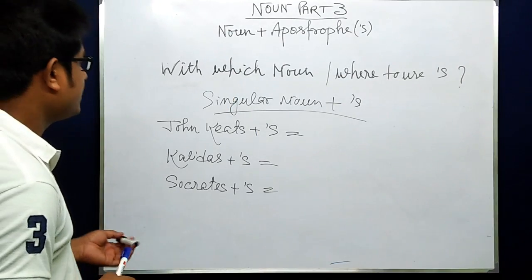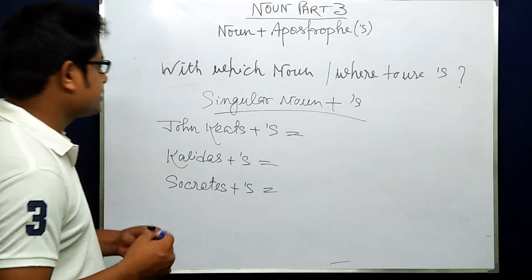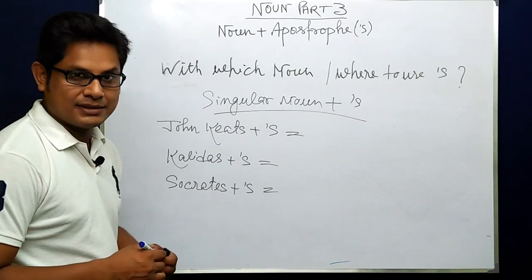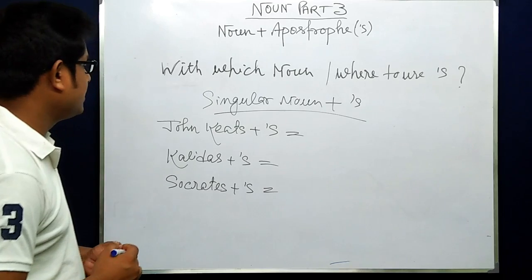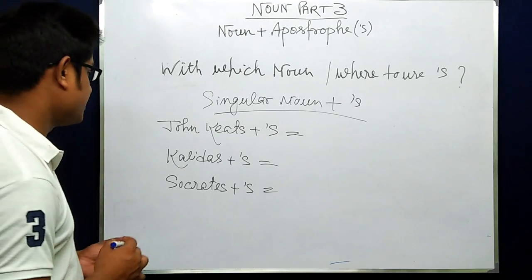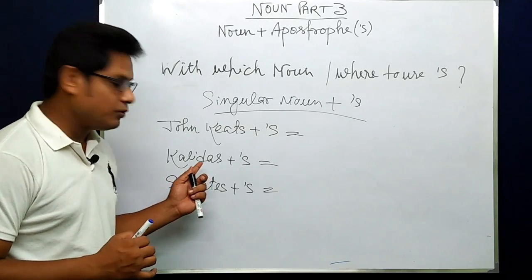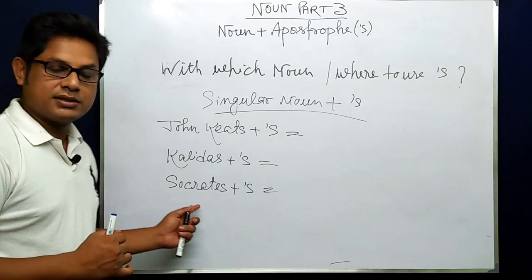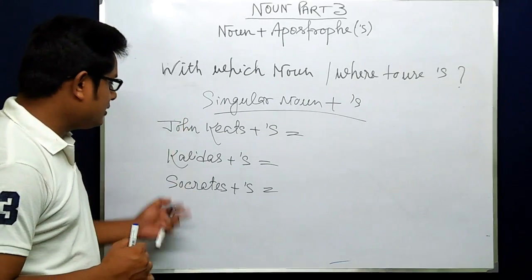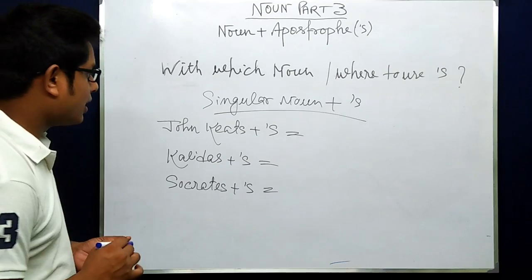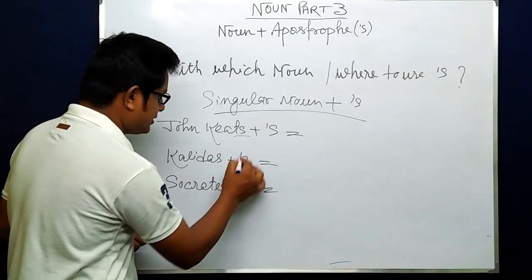Now look at this. These all are also singular nouns. John Keats, one of the greatest poets in English literature. Kalidas, we all know his name. Socrates, right? These all the names, these all the singular nouns, they end with s.